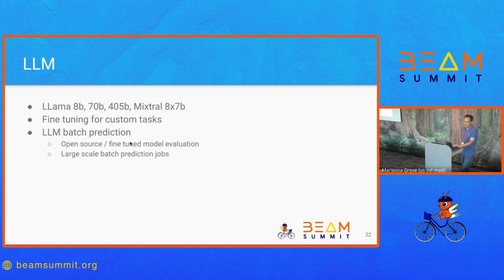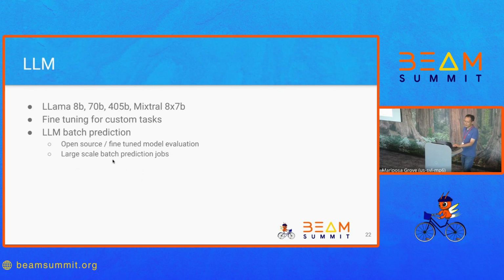So the batch prediction job needed for large language model cases is, first, you have an open source model you want to evaluate for your application, or your fine-tuned model you want to evaluate. That's one we use. Another is, if you have fine-tuned your model and it's good for a particular task, you may have large scale data you want to process. That's where the batch job comes in.